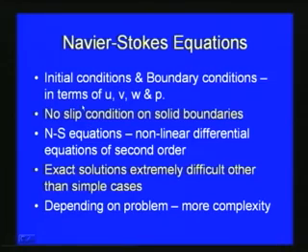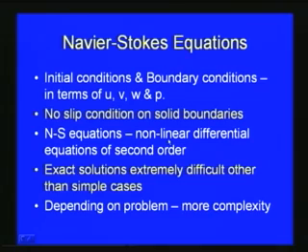Now, some other aspects of these equations which we consider here. The initial conditions and boundary conditions can generally be in terms of u, v, w, that means the velocity components, and pressure. So, either velocity or pressure, depending upon the problem. As we have already seen, whenever solid boundaries are there, here we consider the viscous flow, so the no slip condition is used wherever the solid boundaries are there. And as we have seen, the Navier-Stokes equation is a non-linear second order differential equation, so exact solutions are extremely difficult other than simple cases.